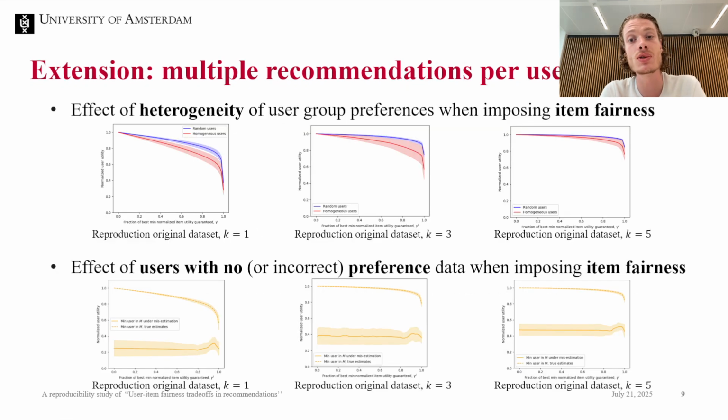We found that homogeneous user groups still encounter a higher cost than heterogeneous user groups when imposing item fairness constraints, which can be seen in the plots above by the fact that the red line of the homogeneous user groups is still consistently lower than the blue line of the more heterogeneous user groups. However, the negative impact of item fairness in general is lowered for an increasing k. For higher k, misestimated users are also less impacted. However, this is independent of the item fairness constraint, as still near no impact is observed within each graph when increasing item fairness.